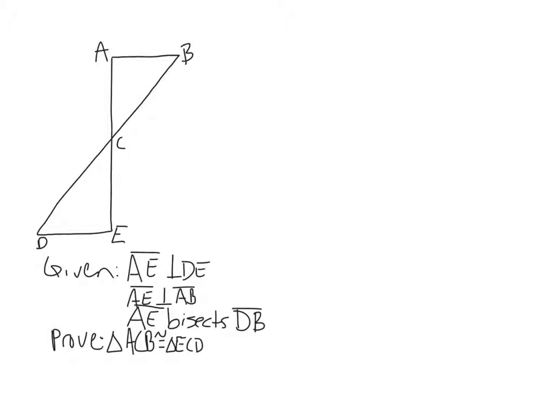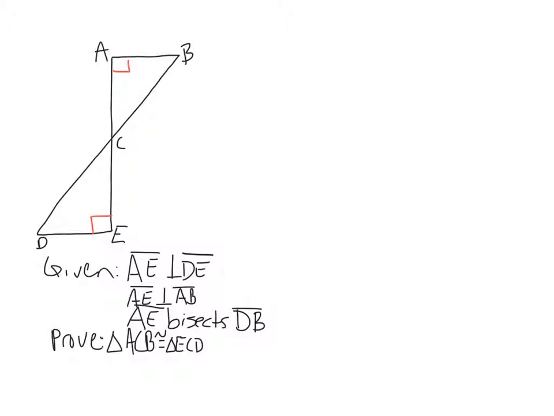So we've got some review, right? AE is perpendicular to DE. I know what that means. I know that gives me a right angle. And I also have AE is perpendicular to AB. Boom. Mr. Allen notices he forgot something: segment line over DE. Okay.